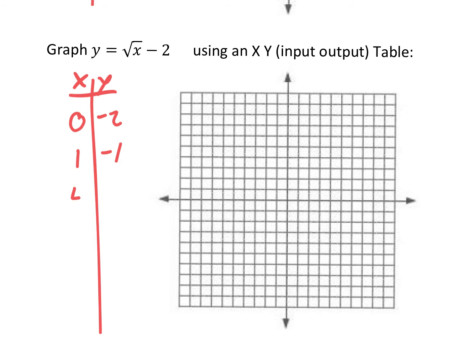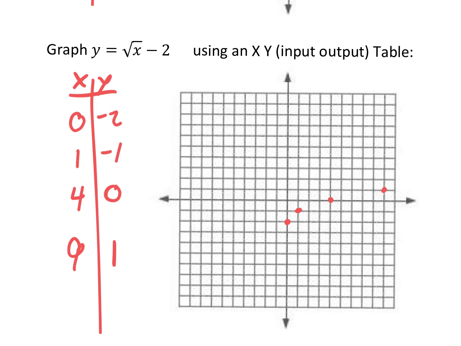I could do the square root of 4, that's 2, but take away 2 gives you 0. The square root of 9 is 3, but take away 2 gives you a 1. So let's graph this and see what it looks like. 0, -2 is right here. 1, -1 is right there. 4, 0 is right there, and 9, 1 is right there.